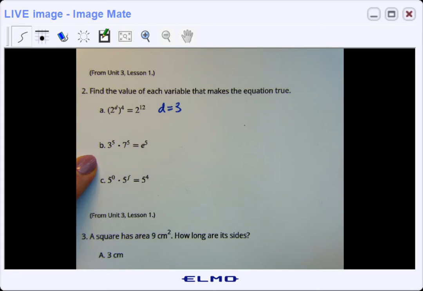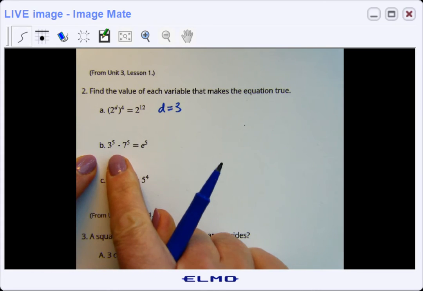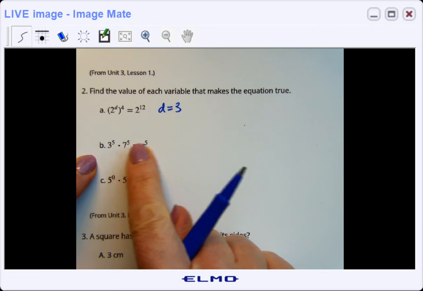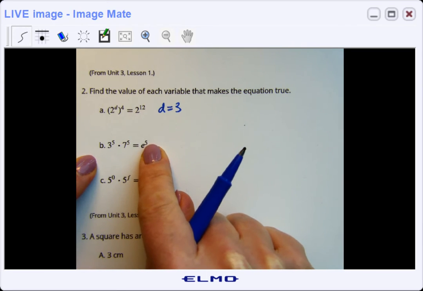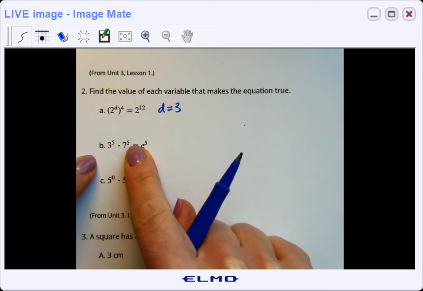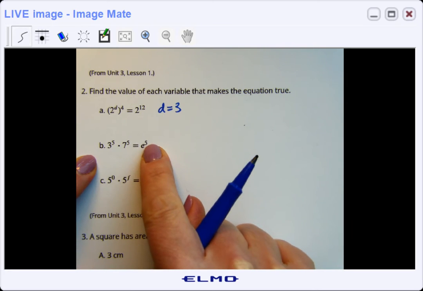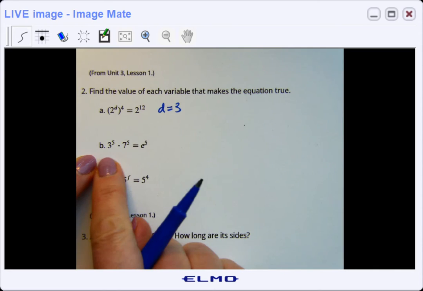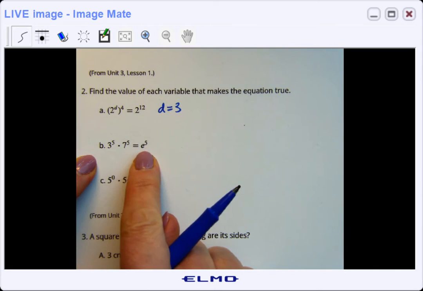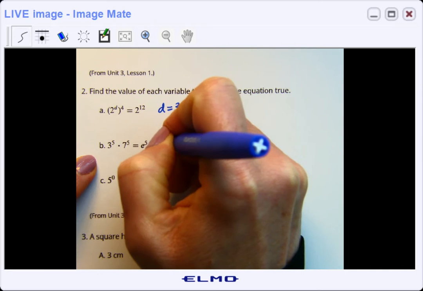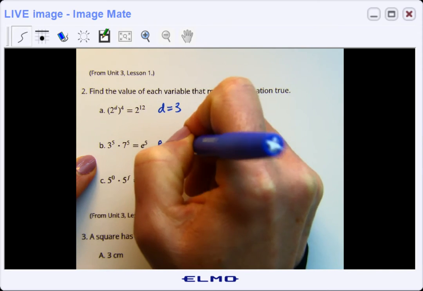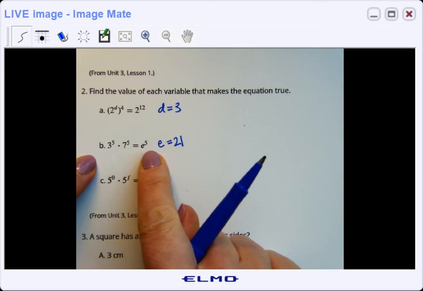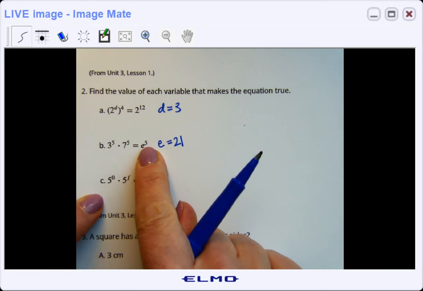On part B here, I notice the bases are different, but the exponents are the same. So when you multiply powers with the same exponent, the exponent stays the same, and you multiply the bases together. So since 3 times 7 is 21, E is equal to 21. So 3 to the 5th times 7 to the 5th is equal to 21 to the 5th.